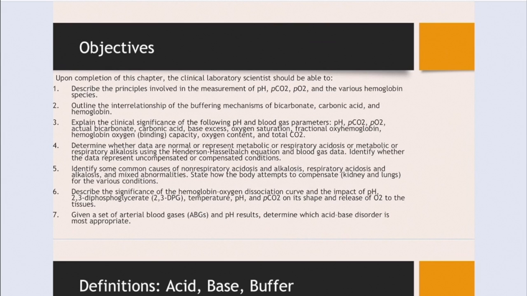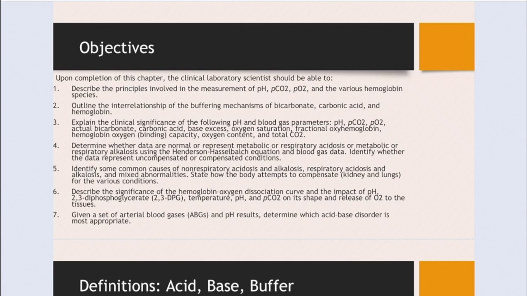You should be able to look at data and determine whether it's normal or represents metabolic or respiratory acidosis or metabolic or respiratory alkalosis using the Henderson-Hasselbalch equation and blood gas data. Then from there, you should be able to identify whether the data represents uncompensated or compensated conditions. This is what we're going to cover in the next lecture. We won't be covering this quite yet today.